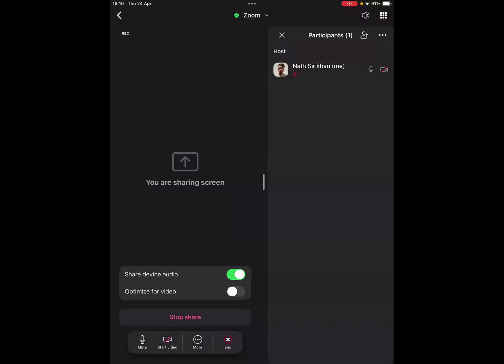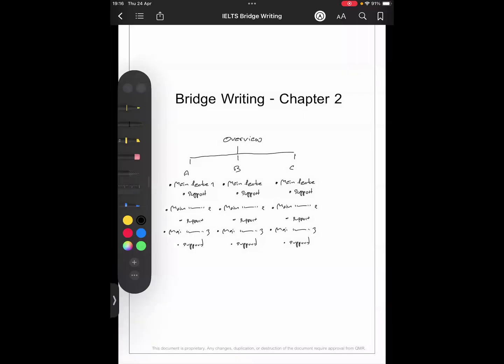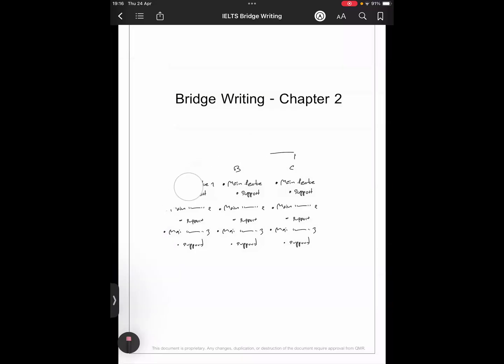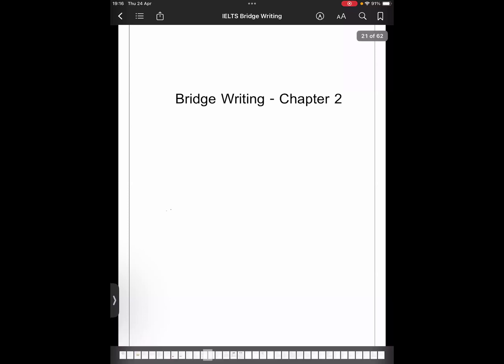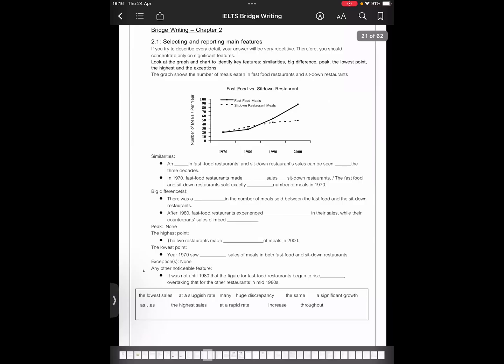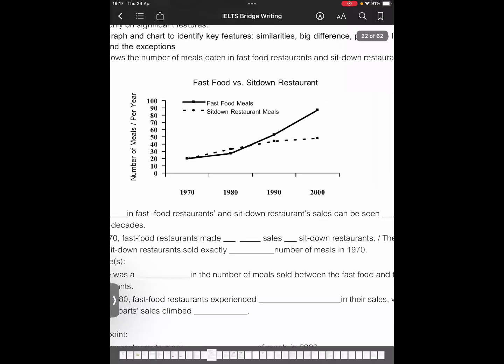Okay, so for chapter two, that is about highlighting the main features in the chart. So let's have a look at this, for example. We have a graph that tells us about sales of food in two different types of restaurants. We have fast food restaurants and sit-down restaurants.